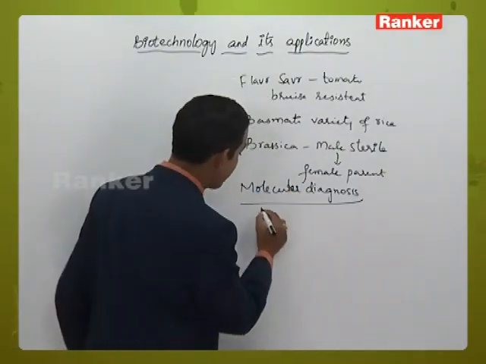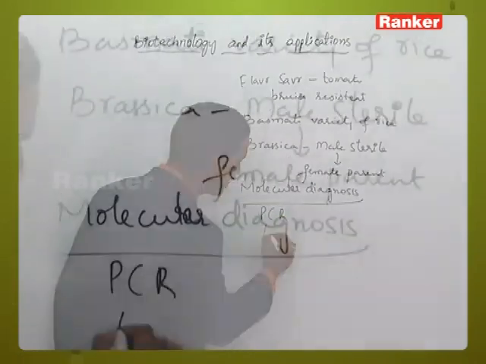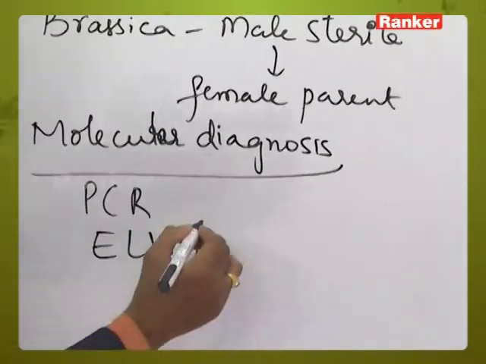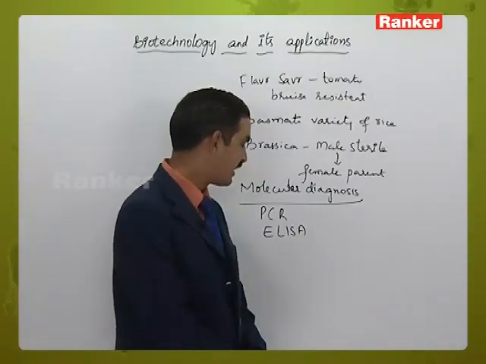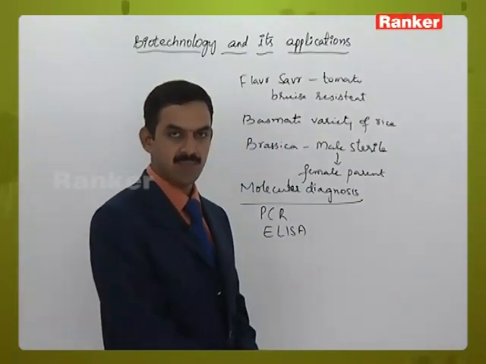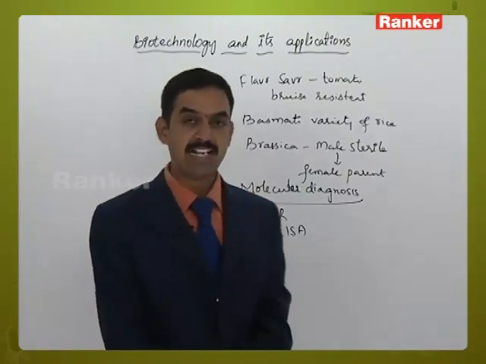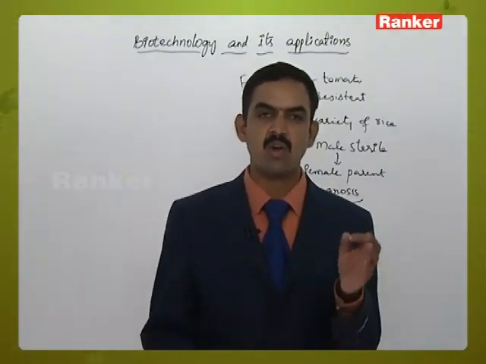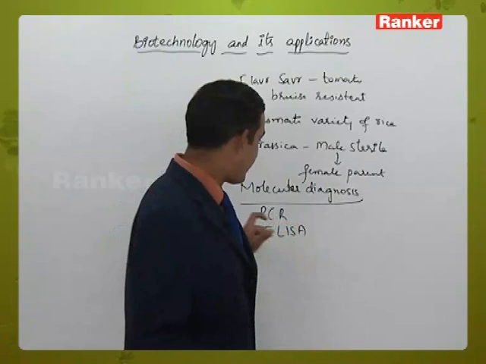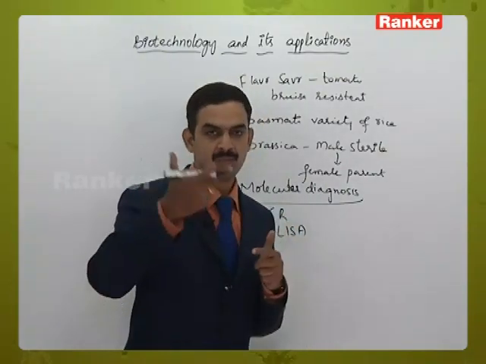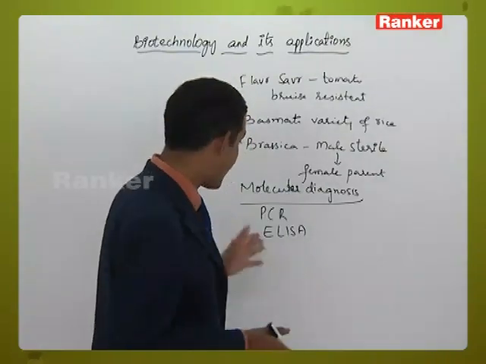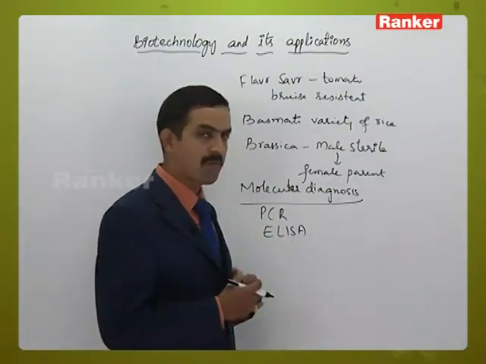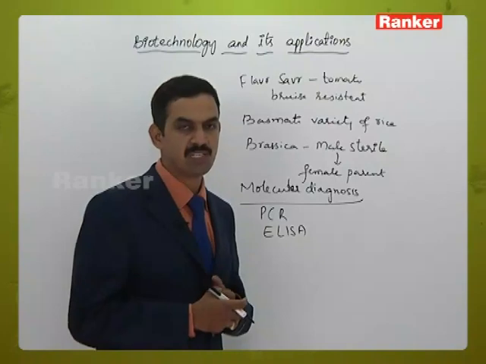But here there are some techniques called PCR technique and ELISA technique. PCR means polymerase chain reaction, ELISA means enzyme linked immunosorbent assay. So these are the techniques which are helping in early diagnosis of the diseases. What they will do is they will amplify the genes which are responsible for the disease and they will identify the disease. So likewise these have an important role in the early diagnosis of the diseases.